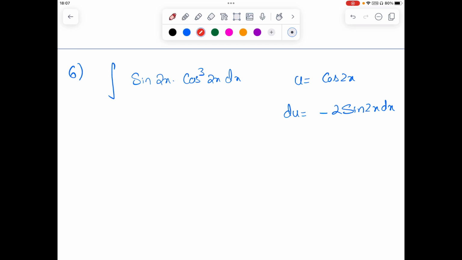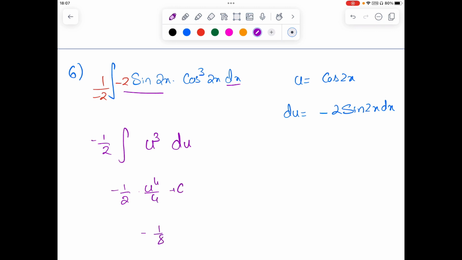So minus 2 is missing. So multiply by minus 2, divide by minus 2. So what does that become? Negative 1 upon 2. This entire three things will become du, and cos cube means u cube. The integral of u cube is u power 4 upon 4 plus c. So minus 1 upon 8 (cos 2x) whole to the power of 4 plus c.